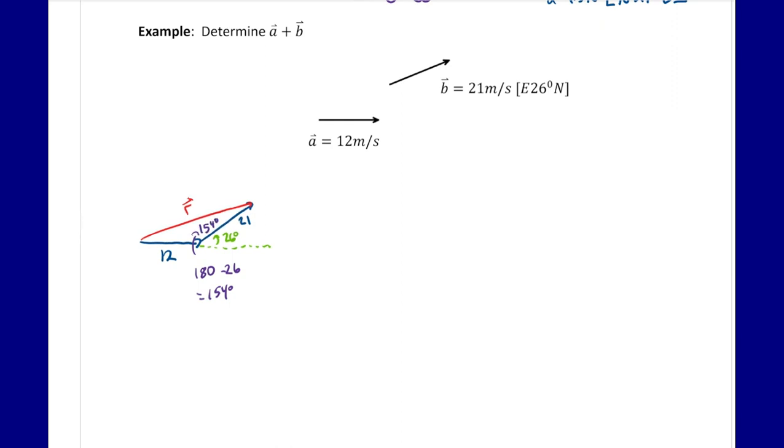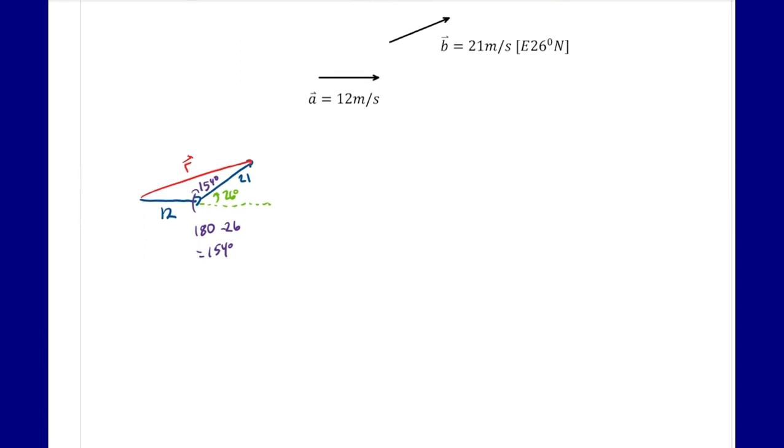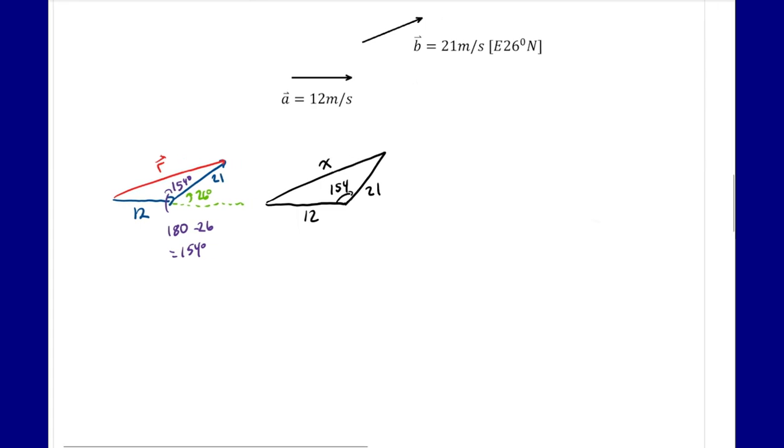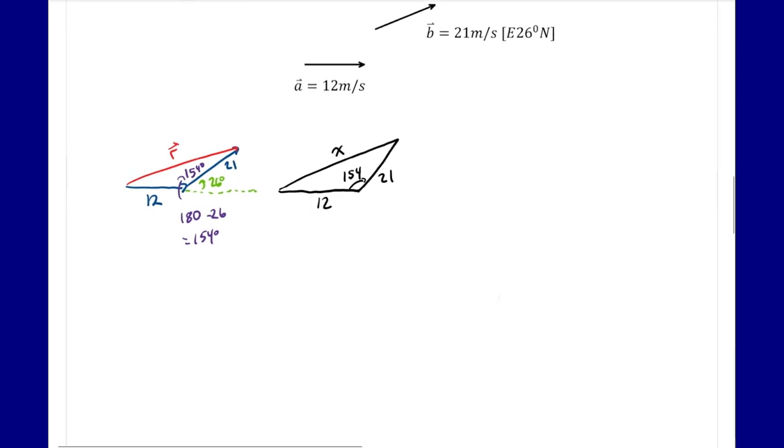So I have enough information now to figure out the magnitude of that missing side. And the way we're going to look at that is if I look at that triangle, maybe I'll just try to redraw just the triangle just to make it a little bit clearer of what we're actually looking at. So 12, 21, 154, and we're looking for this side. This is a non-right angle triangle. So what we can be doing is we can use cosine law. So for this method, we are going to be using cosine law to determine the missing side.